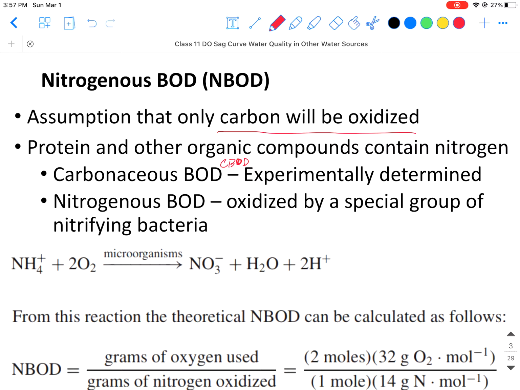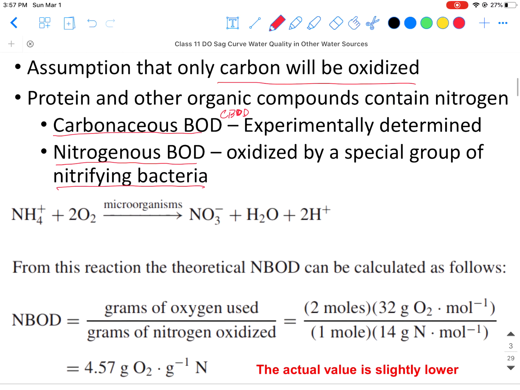The reason why we separate them out is because the microorganisms oxidizing these carbonaceous species are largely different from the microorganisms oxidizing these nitrogenous species. They are oxidized by a special group of nitrifying bacteria. So when we consider how the organics are being consumed, this special group of bacteria is going to have a delay time in their population, because they normally have to wait for the larger carbonaceous groups to get decomposed first so that nitrogen species are available to them.